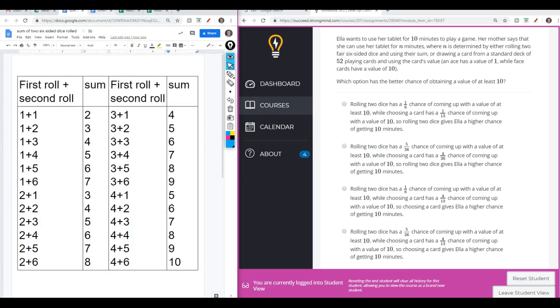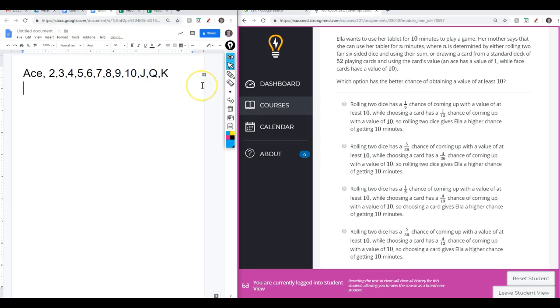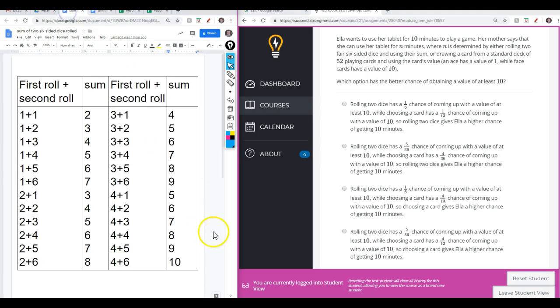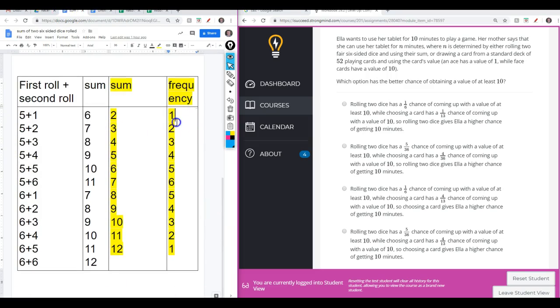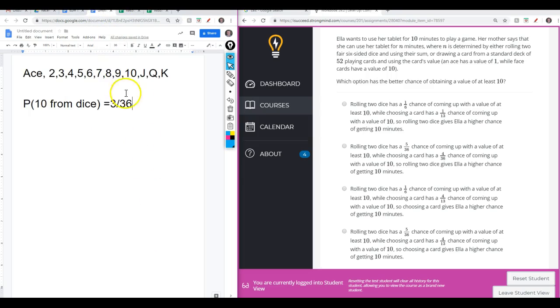So, the probability of rolling a 10 from the dice is equal to, well, a 10 happened 3 times out of the 36 different rolls. Again, remember that the 36 came from adding up all of those frequency numbers. That's how many different rolls you had to make in order to have all of those sums. And it does come out to be 36. Let's find the other values that are at least a 10.